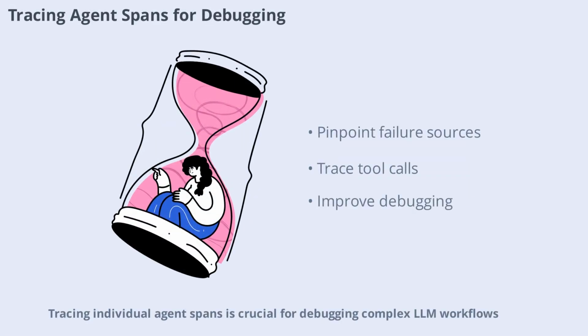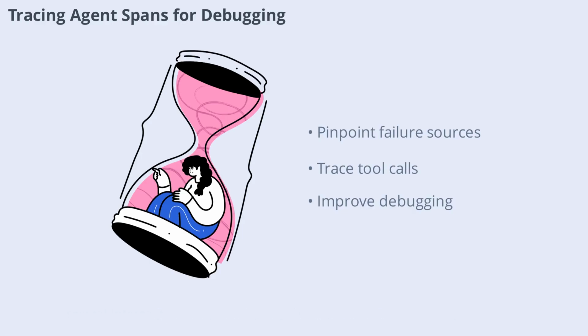disrupted. Tracing individual agent spans is crucial for debugging complex LLM workflows. Agents often call multiple tools and make several internal calls before returning an answer. Without discrete spans, you can't pinpoint where failures occur. For example, if a data analysis agent outputs an incorrect calculation, tracing reveals whether the issue was with the LLM's reasoning or an external tool's outdated data.